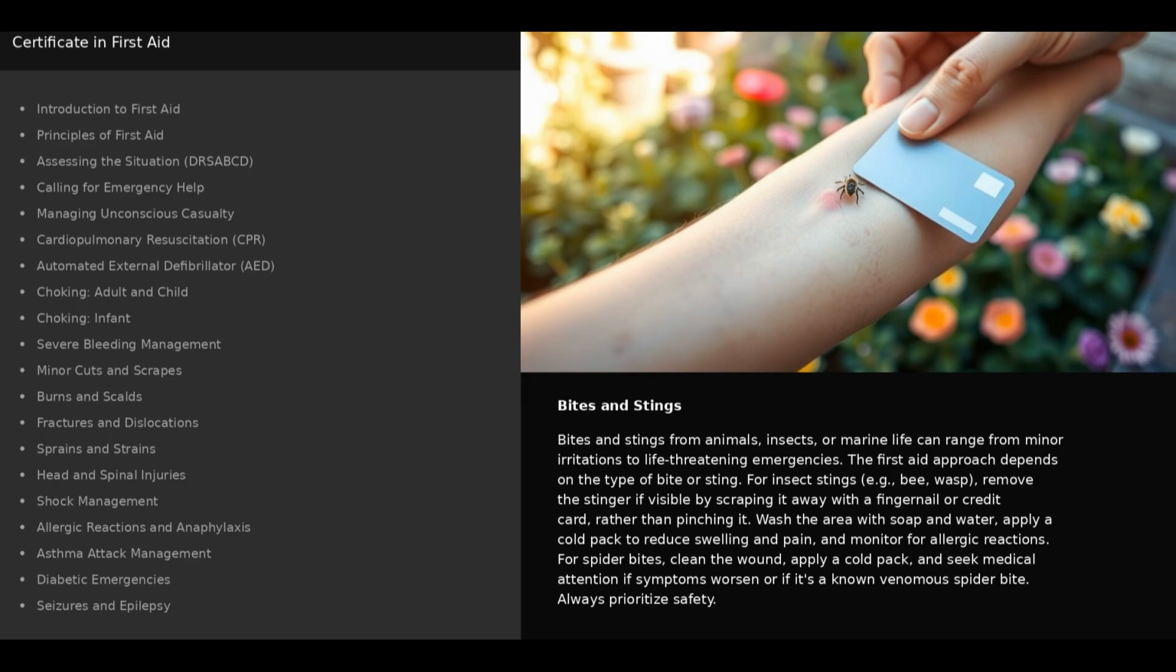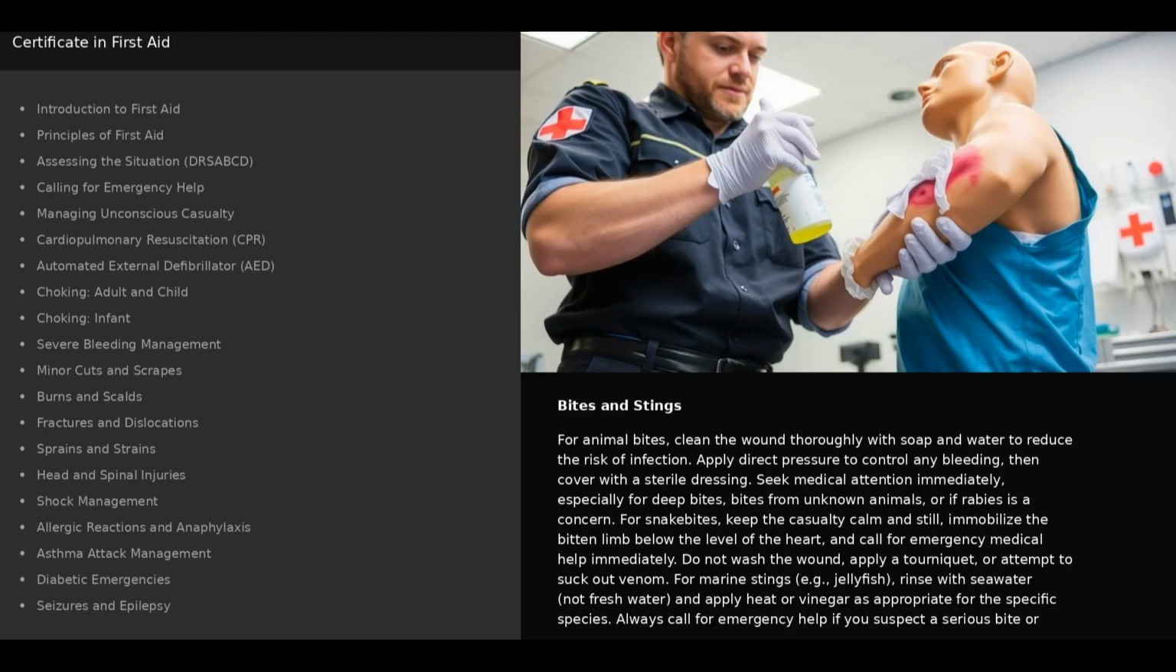For spider bites, clean the wound, apply a cold pack, and seek medical attention if symptoms worsen, or if it's a known venomous spider bite. Always prioritize safety. For animal bites, clean the wound thoroughly with soap and water to reduce the risk of infection. Apply direct pressure to control any bleeding, then cover with a sterile dressing. Seek medical attention immediately, especially for deep bites, bites from unknown animals, or if rabies is a concern.